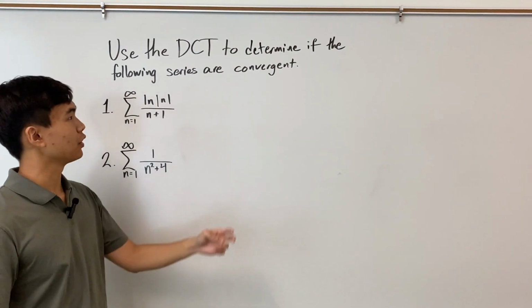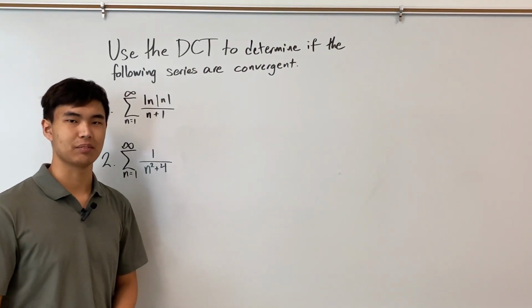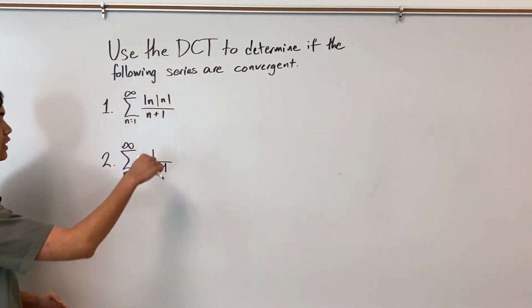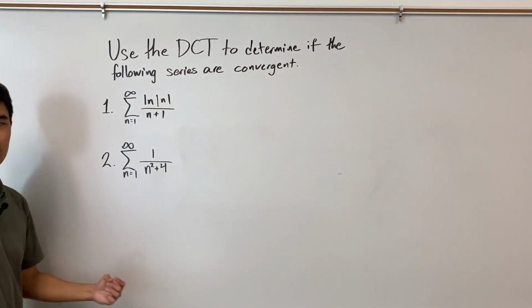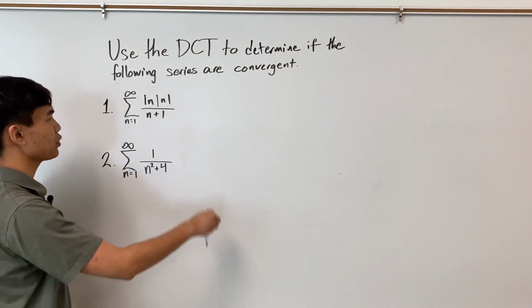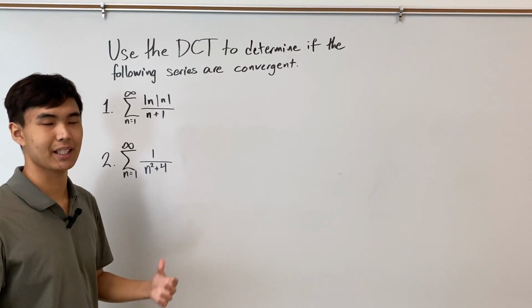To close the video, I'm going to do 2 examples using the direct comparison test and 2 examples using the limit comparison test. We're going to begin with the direct comparison test, and the first series we're going to find the convergence of is the infinite sum of ln n over n plus 1. A good way to go about doing these kinds of problems is seeing if you can rewrite this sequence in a way such that more familiar sequences can come out of it.